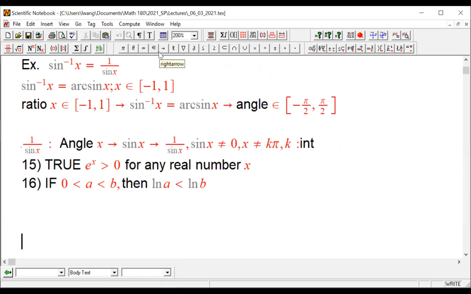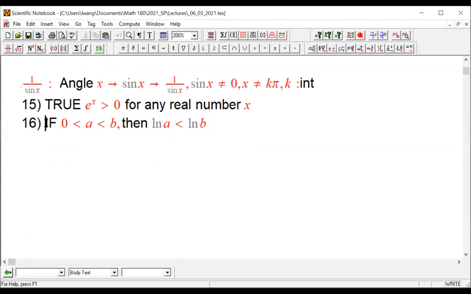True or false? Think about the ln x curve. It's true. Okay, it's an increasing function. ln x is an increasing function. Remember that curve? It always takes us back to the basics. Yeah, all of these questions always take us back to the basics.